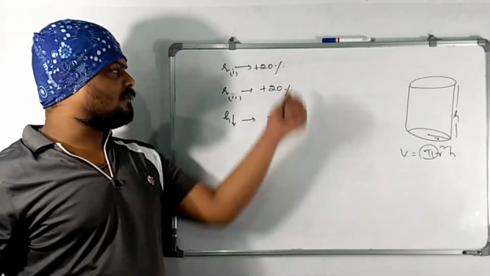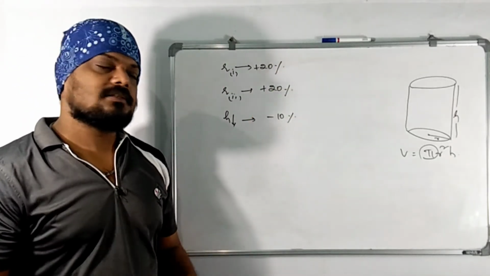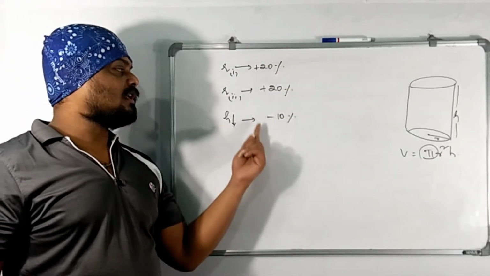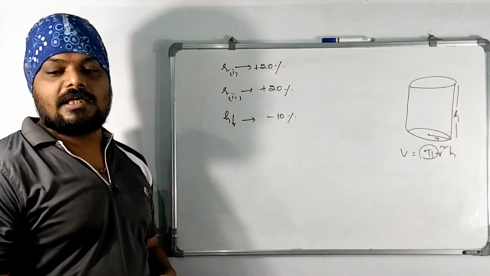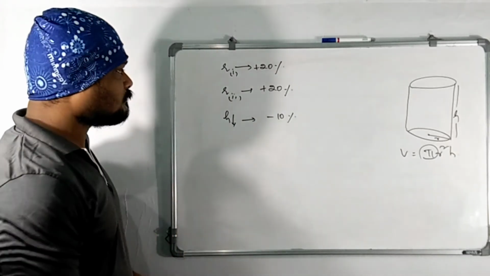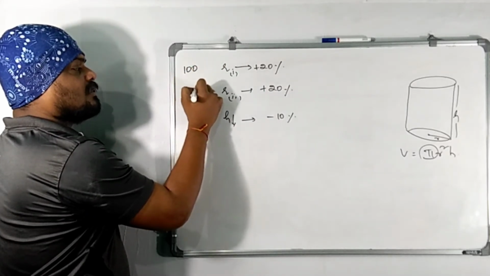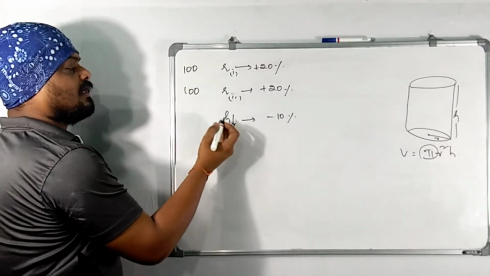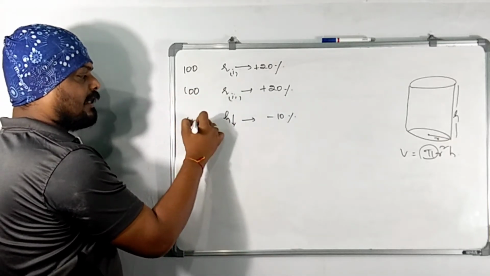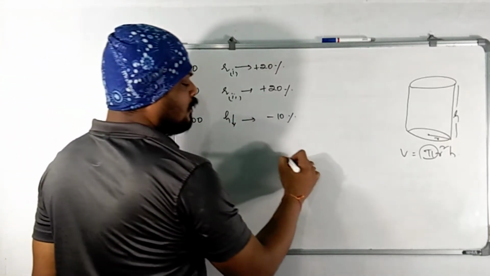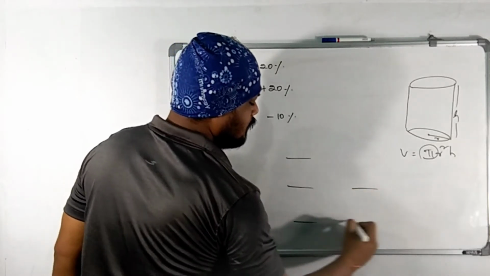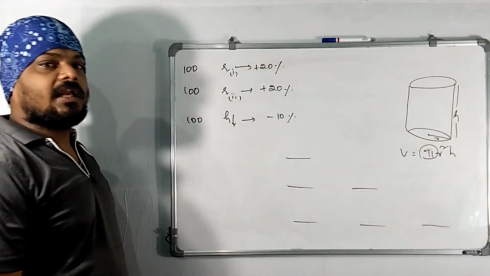In the previous condition we had taken all increases, and here I have twisted the question with a decreasing way. So what is the previous radius here? Let us assume previous radius 1 as 100%, previous radius 2 as 100%, and height as 100%. Then go to the concept directly.